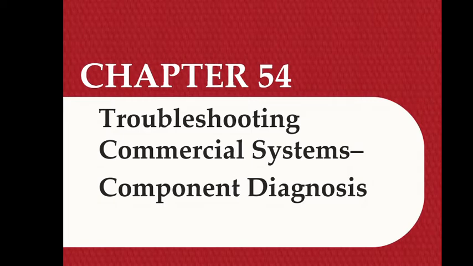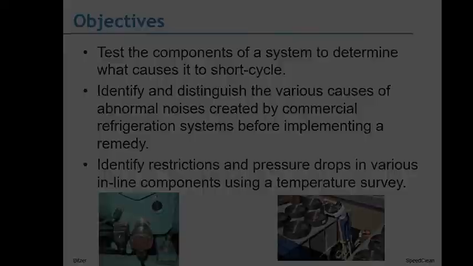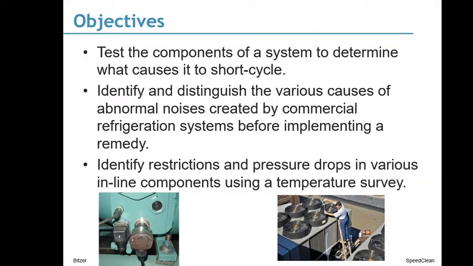Chapter 54, Troubleshooting Commercial Systems, Components, Diagnosis. Objectives. Test the components of a system to determine what causes it to short cycle. Identify and distinguish the various causes of abnormal noise created by commercial refrigeration systems before implementing a remedy. Identify restrictions and pressure drops in various inline components using a temperature survey.